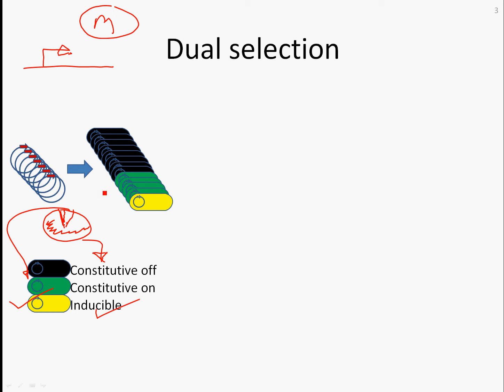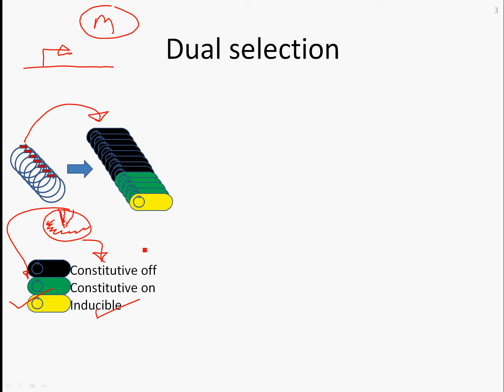So let's go through what's going on here. We have our library, and again, it's all these different promoters that look different. We transform our library into the cells that we're going to do our selection in. At this point, we can think of our library members as constitutive off, constitutive on, and inducible, and we're going to do the negative selection.